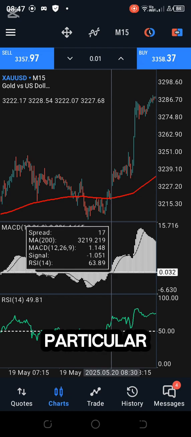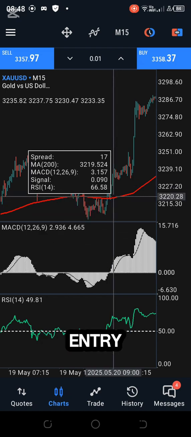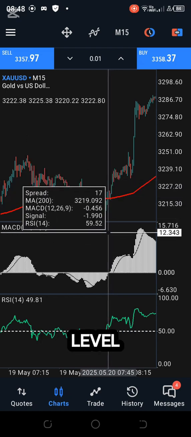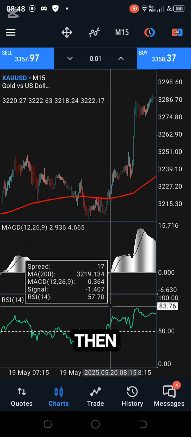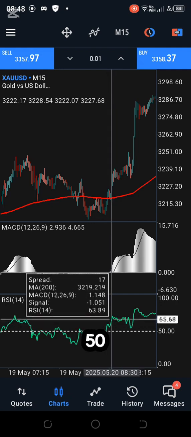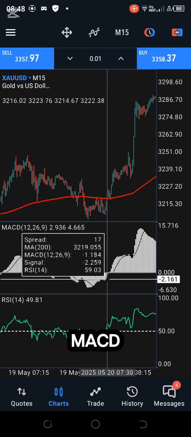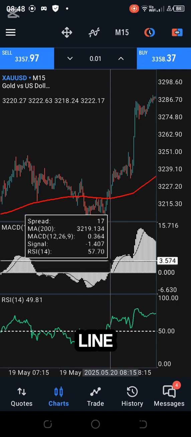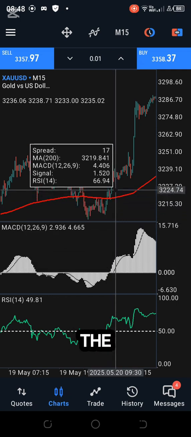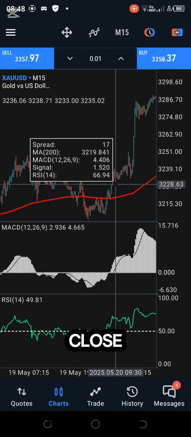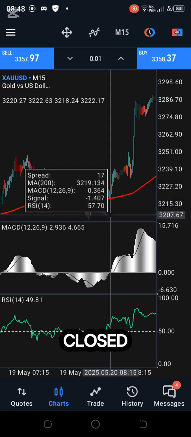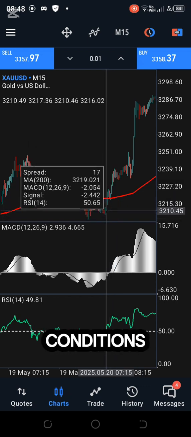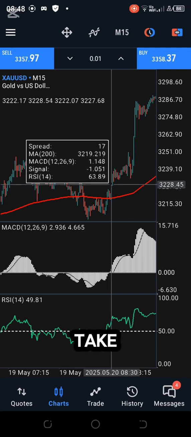Right around this level, we're going to get our entry, because all our conditions were satisfied. One, the price is above the moving average. Then on the RSI, we're also trading above the 50 level. And then the MACD crosses above the 0 line. You just have to wait for the candle to close. That's the most important thing. Then when it closes, check that the MACD has closed above the level and all these conditions are satisfied. Then you take your buy trade.